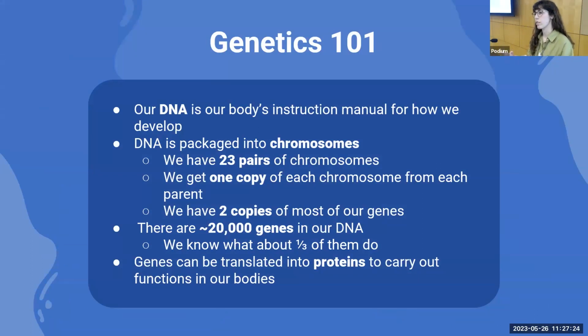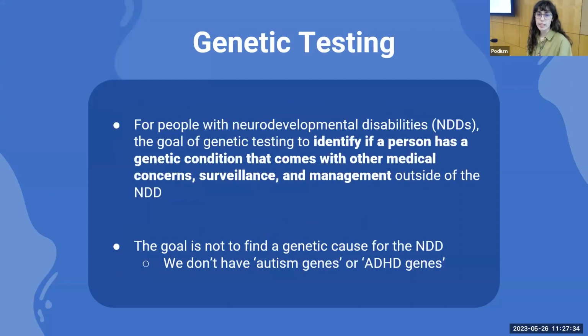So there are some changes that tell us that our hair is going to be one color, but there are other changes that tell us that our heart might not work the way that we expect it to. And so when we do genetic testing, essentially, we want to identify if there are any of these changes in this big instruction manual that are going to impact the way that our body functions.